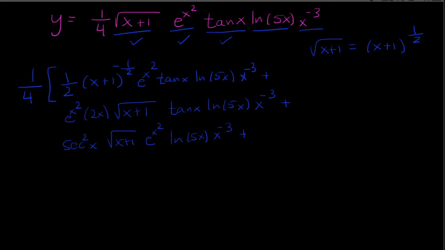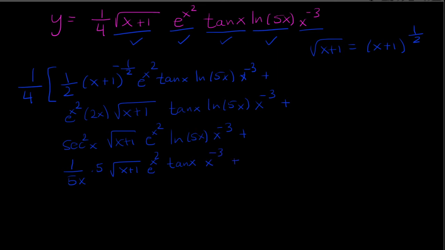Moving on to natural log of 5x, what's the derivative of that? Well, it's going to be 1 over 5x times the derivative of 5x, which is just 5. So that's just a chain rule. And then we keep everything else the same. We have square root x plus 1 times e to the x squared times tangent of x and times x to the negative third.